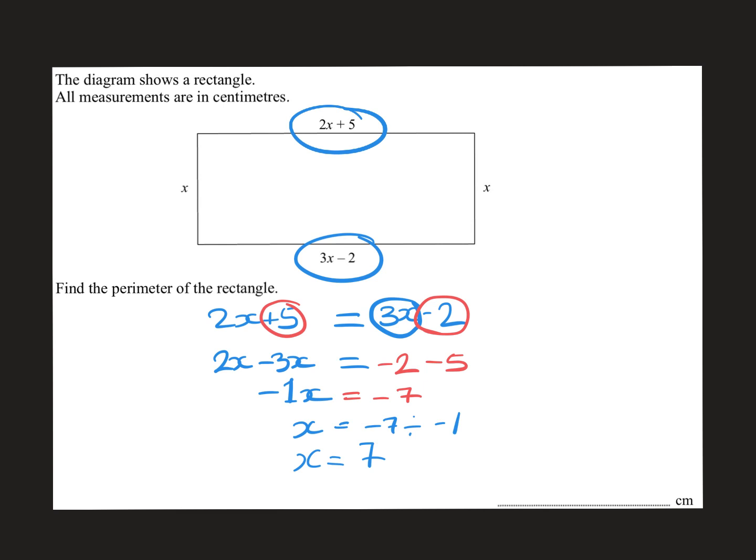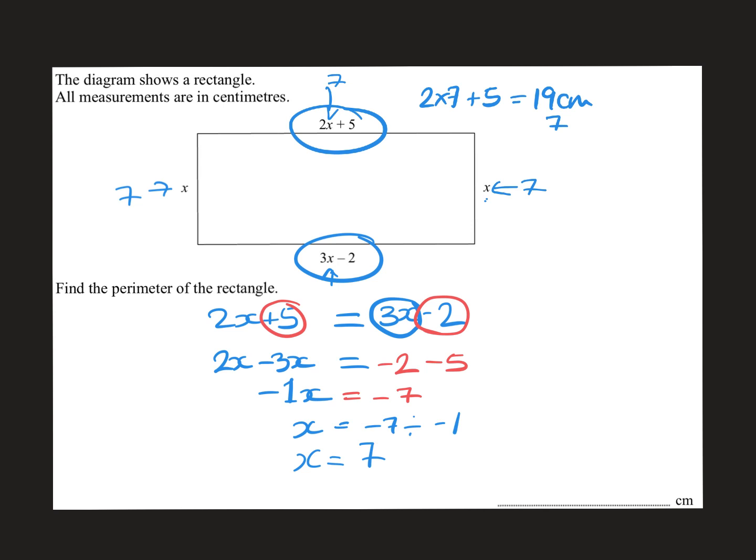Now that still doesn't tell us what the perimeter of the rectangle is. We now need to take that 7 and put it in place of all of these x's in the rectangle. So if we're to add our way around the top side then, 2 times by 7 plus 5, well 2 sevens is 14 plus 5 means that that top side is 19 centimetres. And then we know this is 7 because it's just x, so the side is 7 centimetres, we're going to need to add that on.